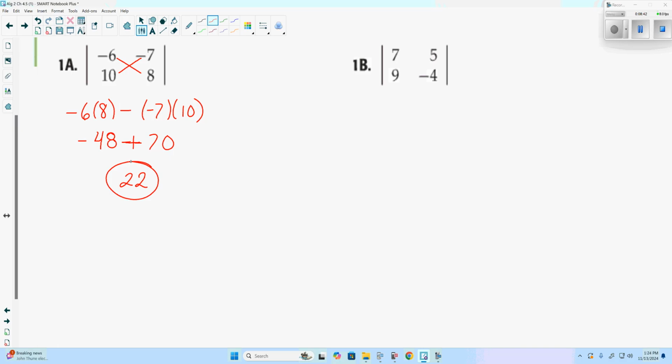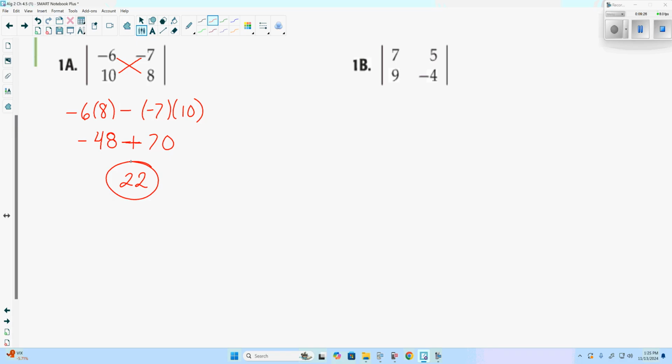Is it always negative or is it always minus? You got negative 22? Did you put in negative 7? Did you put positive 10? Did you add or subtract the 2? So negative 6 times 8 minus. You flipped it. Because the negative 6 times 8 needs to go first, because the diagonal going from left to right is going to go first. The diagonal from right to left is going to go second.